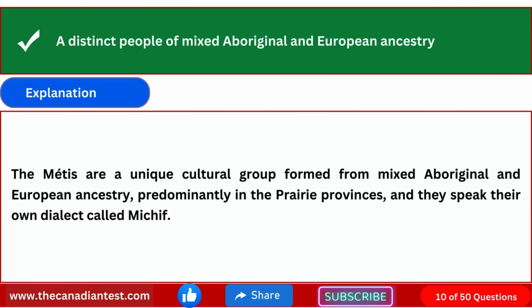The correct answer is a distinct people of mixed Aboriginal and European ancestry. Explanation: the Métis are a unique cultural group formed from mixed Aboriginal and European ancestry, predominantly in the Prairie provinces, and they speak their own dialect called Michif.